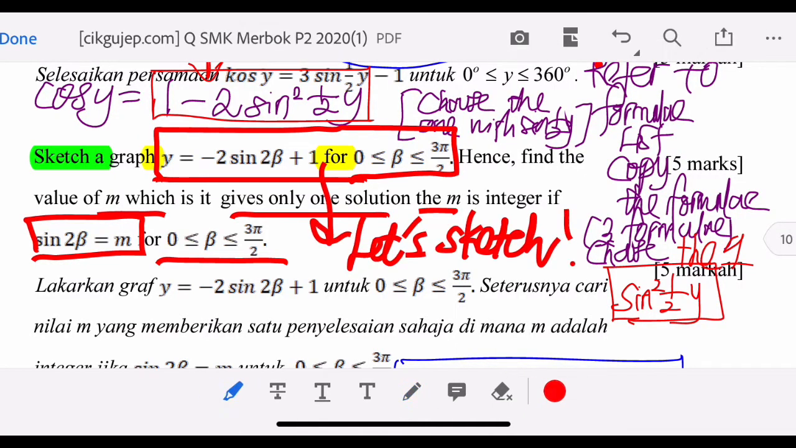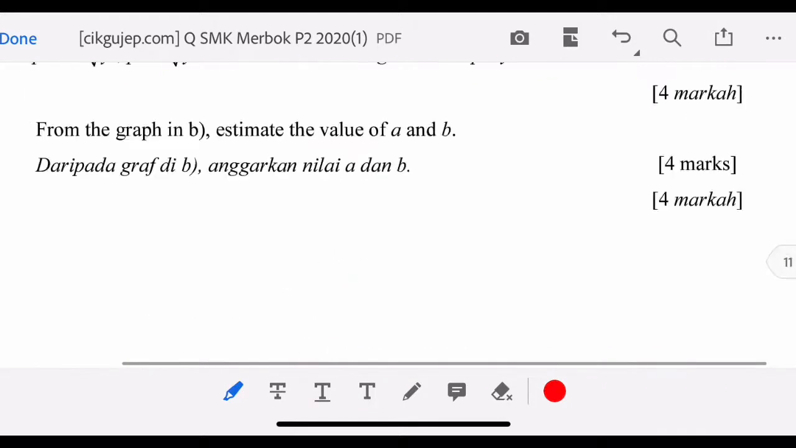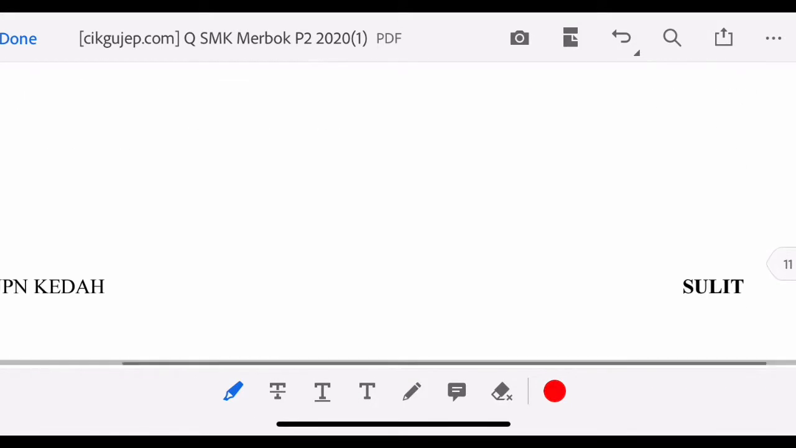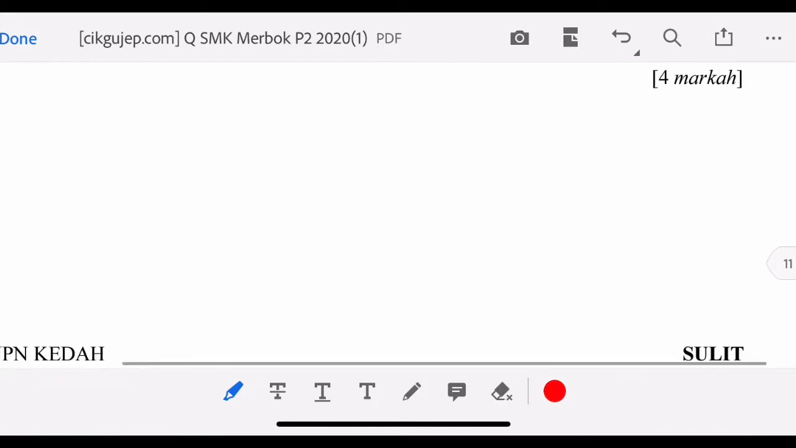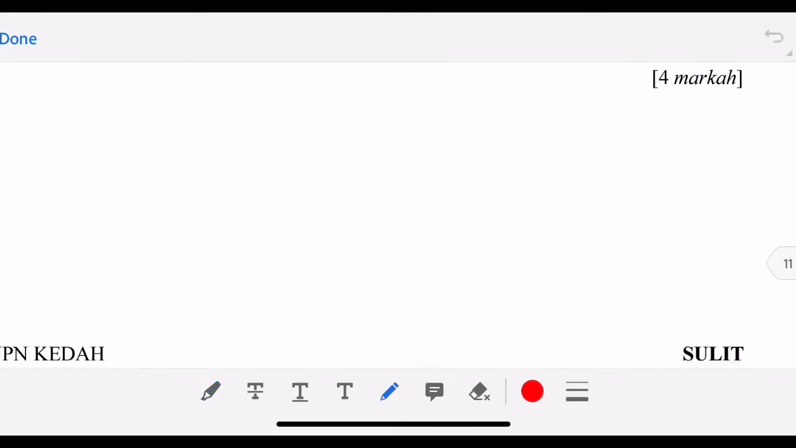Alright, after we sketch the graph, then we will try to substitute the m and then try to solve. Now I'm going to try to sketch the trigonometric function for negative 2 sine 2 beta. Alright, okay, so when you have negative 2, it means that it's actually the inverse of the sine, right?